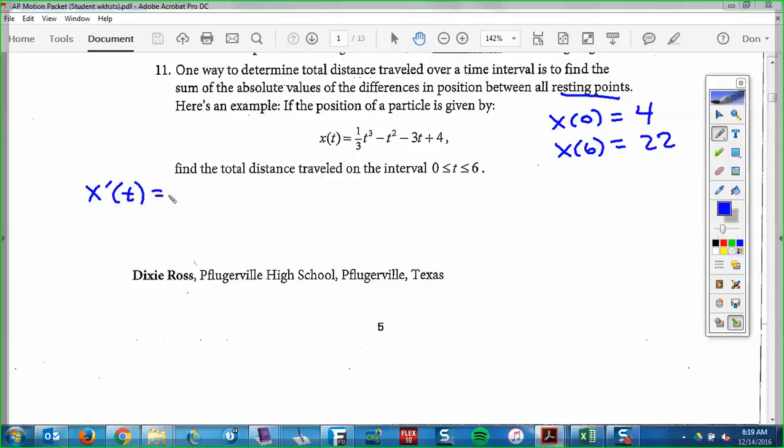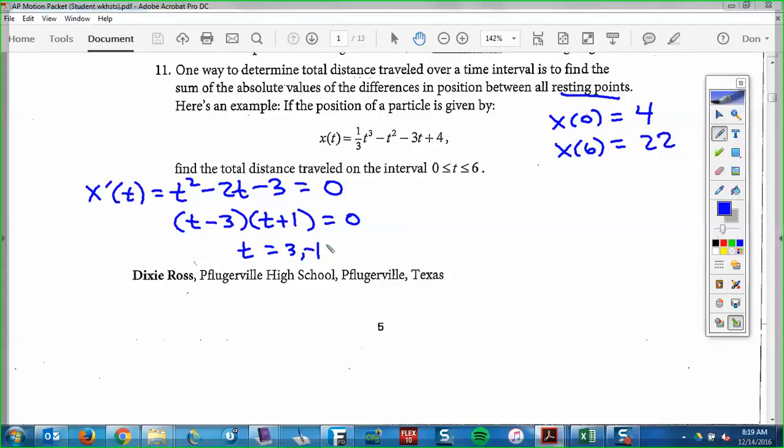So we need to do x prime. So we get t squared minus 2t minus 3, and then we have to set it equal to 0. Oh, that factors really nicely. So that's (t minus 3)(t plus 1) equals 0. So t is either equal to 3 or negative 1. We can throw out the negative 1, right? So it only stops one time, which is at 3.